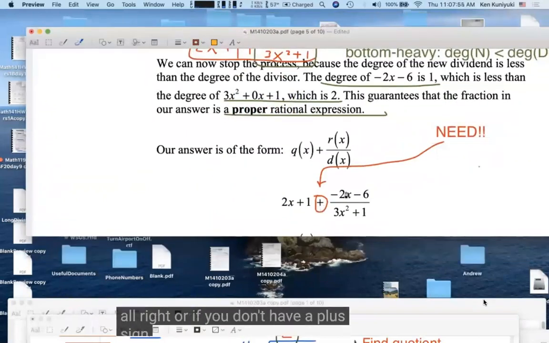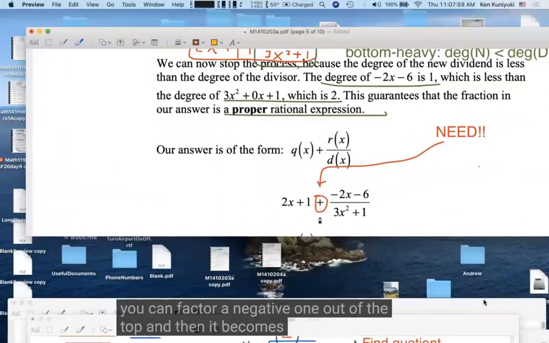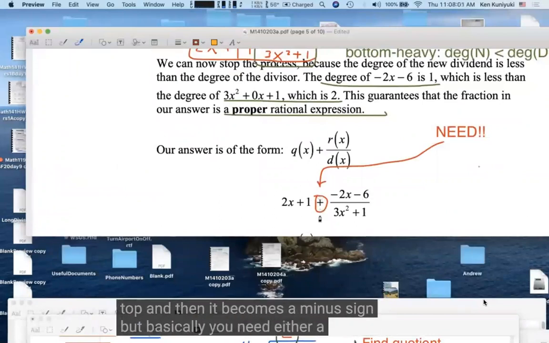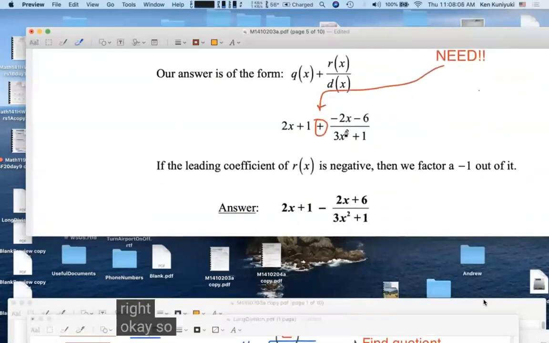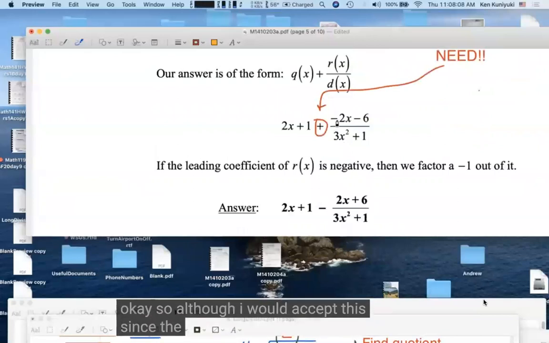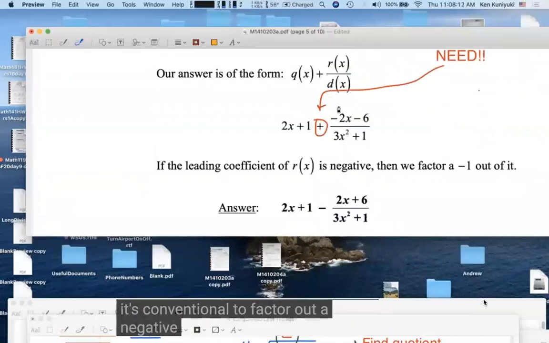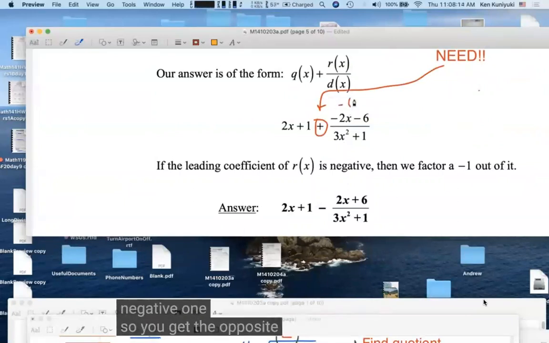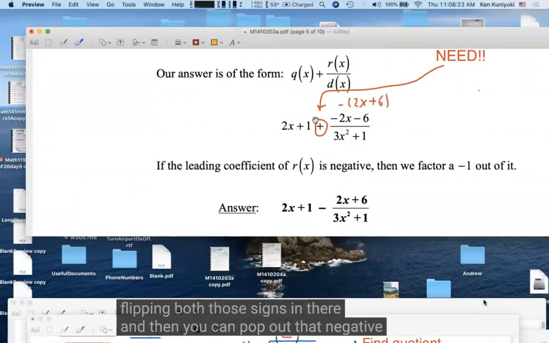Or if you don't have a plus sign, what you could do is factor a -1 out of the top, and then it becomes a minus sign. But basically, you need either a plus sign or a minus sign over there, all right? Okay, so although I would accept this, since the leading coefficient is negative up here, it's conventional to factor out a -1. So you get the opposite of 2x plus 6. You're flipping both those signs in there. And then you can pop out that -1 factor.